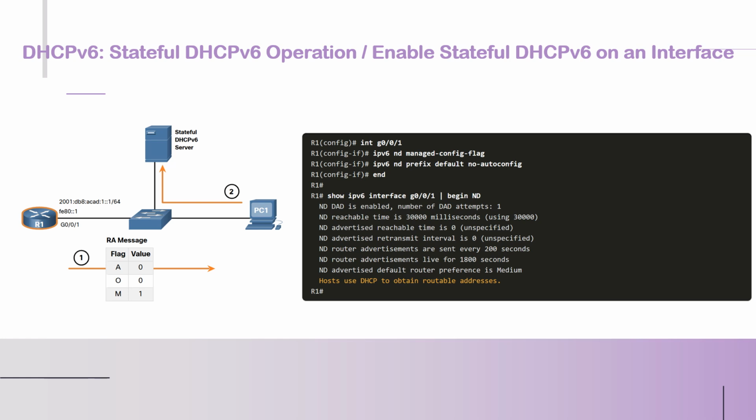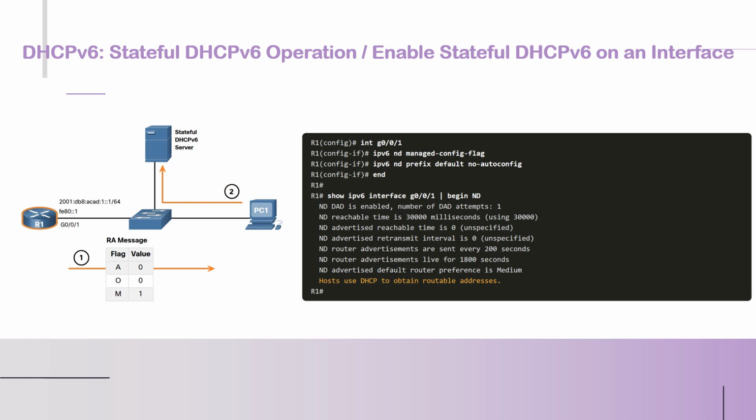This is known as stateful DHCP version 6 because the DHCP version 6 server maintains IPv6 state information. And as it is shown in the figure, PC1 receives a router advertisement with the O flag set to 1 and the M flag set to 1, which indicates to PC1 that it will receive all its IPv6 addressing information from a stateful DHCP server. And PC1 now will send a DHCP version 6 solicit message looking for a stateful DHCP server.